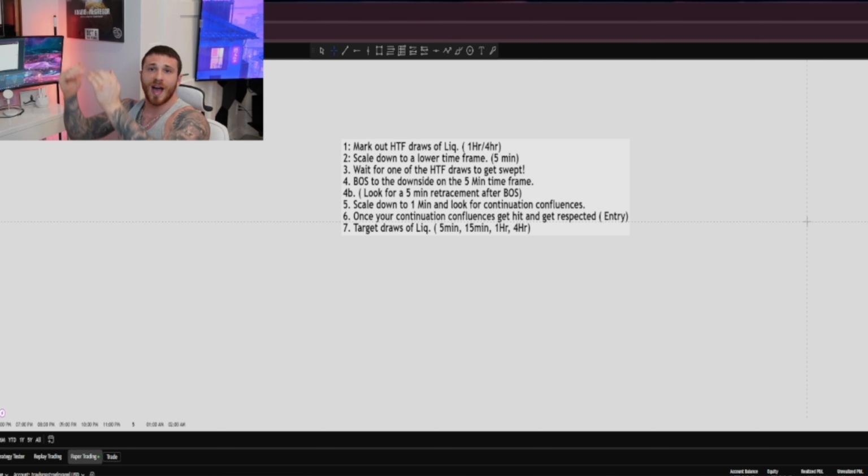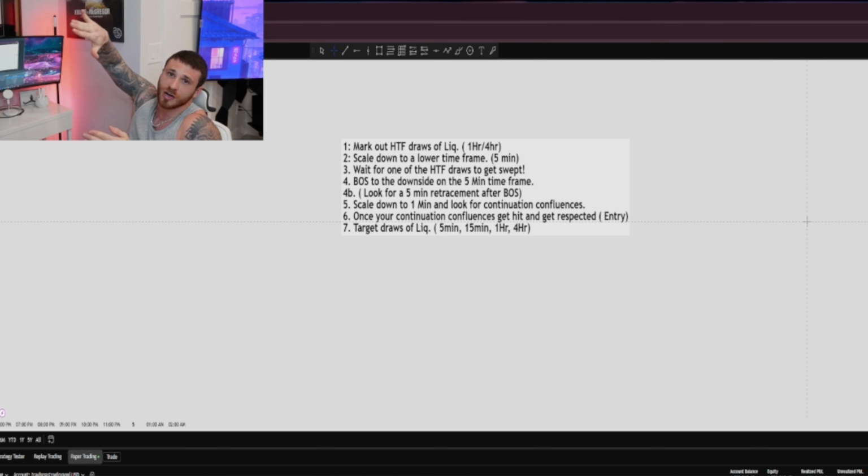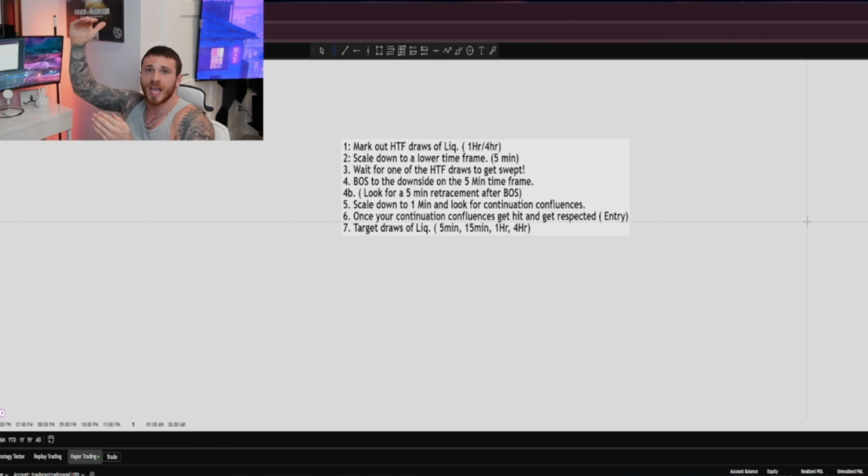We get that 5-minute bearish candle down, right? Because if we sweep sell side liquidity and break structure to the upside, it's a bunch of bullish candles. Before we scale down to the 1-minute time frame, we can wait for that 5-minute retracement, which is that 5-minute candle to close bearish. Then we scale down to the 1-minute time frame, and once our continuation confluences get respected, you look for your continuation fair value gap.